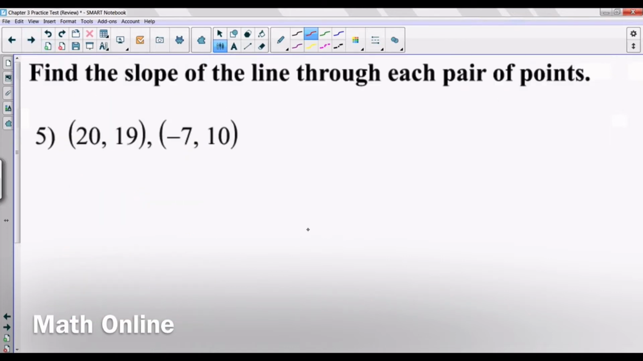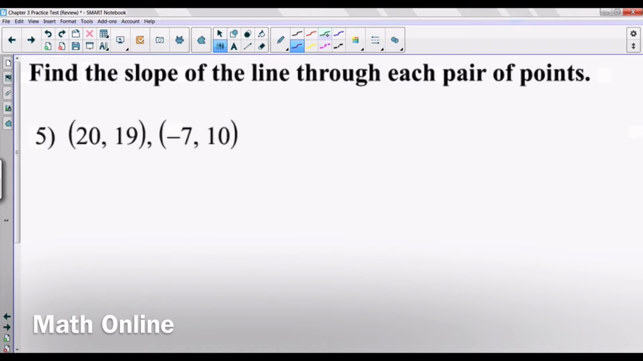All right, so in this scenario, we need to find the slope of the line through each pair of points. In order to find the slope given 2 points, we must use a formula. This formula is called the slope formula. And the reason we want to use the slope formula is because we were not given a graph. Anytime you are provided with the graph, then you could easily use rise over run to find the slope. But in this case, they just gave us 2 points. Therefore, we will use the slope formula.